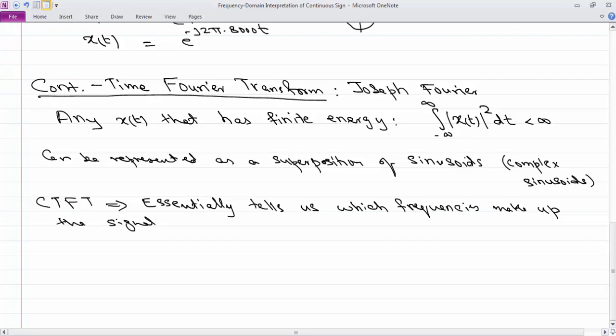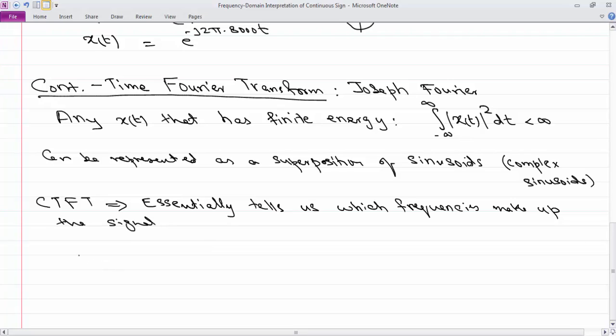Just like you can say this is water, or it's H2O. It has 2 atoms of hydrogen and 1 atom of oxygen. You can really look at a continuous time signal, compute its Fourier transform, and say that this signal has these many frequencies. It has frequencies at 2 kilohertz, 3 kilohertz, and so forth.